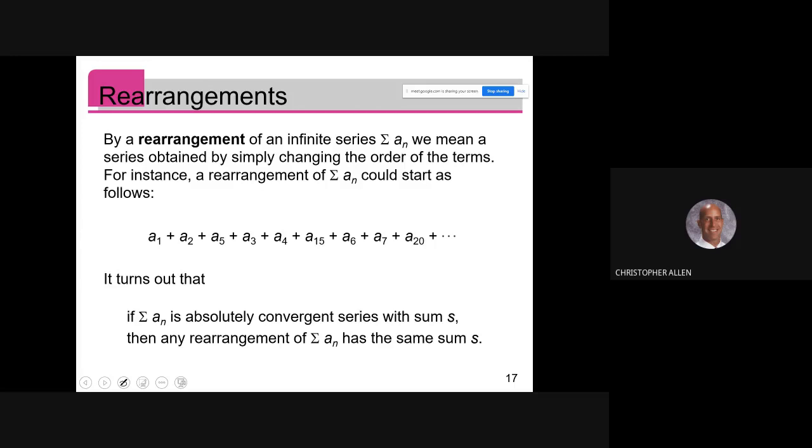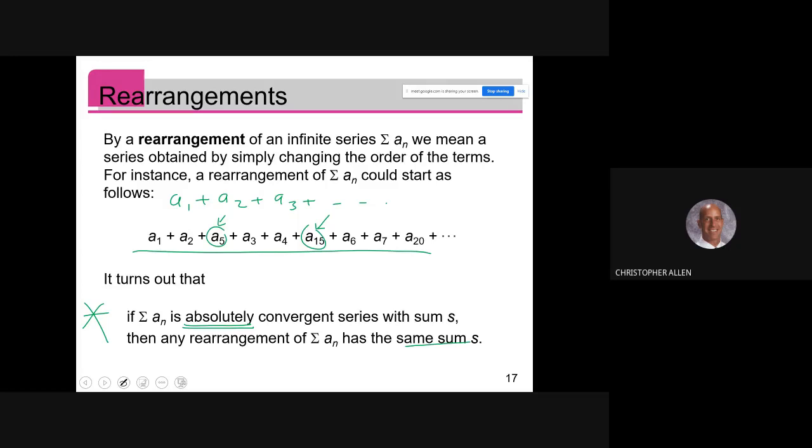And here's what it says. By the rearrangement of an infinite series, we mean the series obtained by simply changing the order of some of the terms. For example, if we had a sub 1 plus a sub 2 plus a sub 3 plus and so on, what if I took that fifth term and put it in front of the third and fourth term? What if I took the 15th term and I put it before the sixth and seventh term, and so on? It turns out, and this is the key idea right here, which is not intuitive, and I'll be honest, it's not intuitive to me either, if the series is absolutely convergent, the sum of the series doesn't change. Then any rearrangement has the same sum if it's absolutely convergent. Can you guess where we're going? If it's absolutely convergent, the sum will not change.